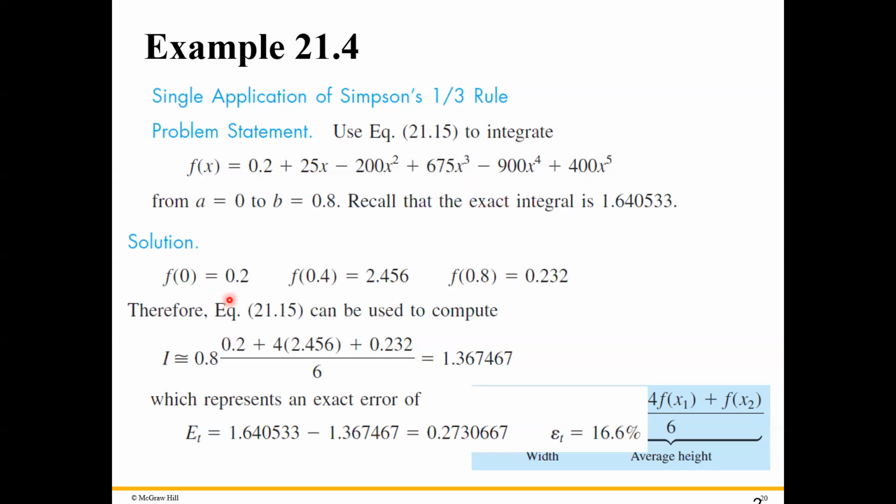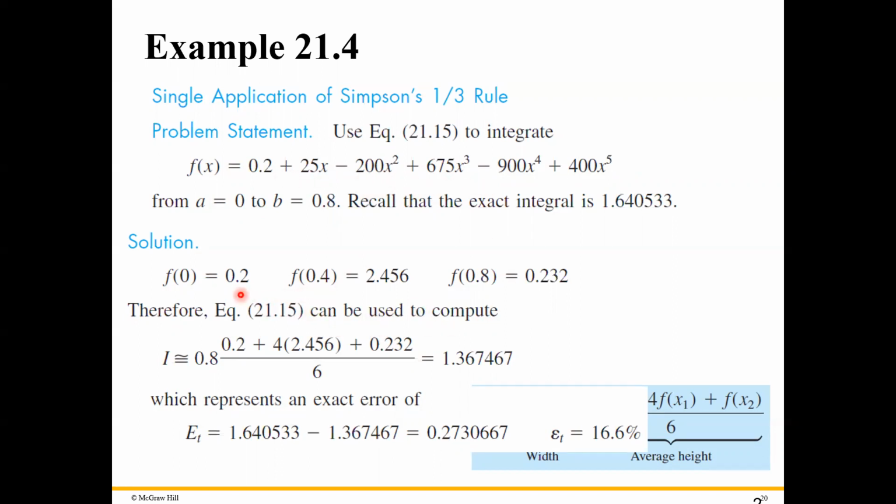So by Simpson's rule, we will need 3 points. The first point is a equals 0. The third point will be b equals 0.8. We will take one middle point between 0 and 0.8, and then we will have 3 points. The middle point will be 0.4. Accordingly, we can evaluate this function at 0, 0.4, and 0.8.